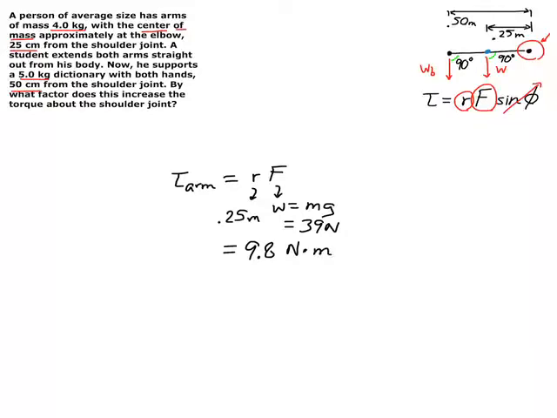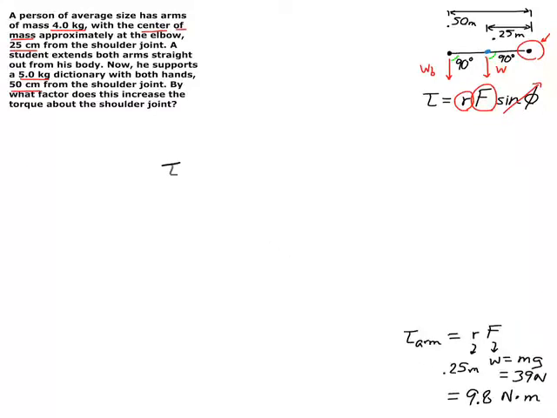Next up, let's consider the torque due to the weight of the book. We'll call that tau sub book, the torque due to the book. It's R times F. F is the force that's applied. R is the distance from the pivot point. Well, we know the distance from the pivot point is 0.50 meters. We said that. But how about the force?